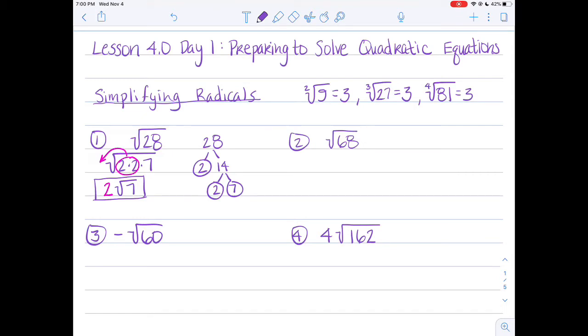In this one, we have a 68. So 68 can be broken down a couple of ways. I know it can be divided by 2 because it's an even number. So I'm going to do 2 and 34. 2 is prime, but I can continue breaking down 34. Let's do another 2. So 2 and 17. Well, 2 and 17 are both prime numbers, so I'm finished with my factor tree. I can rewrite square root of 68 as 2 times 2 times 17.